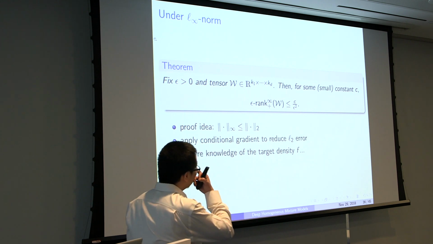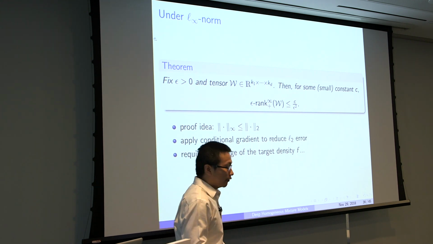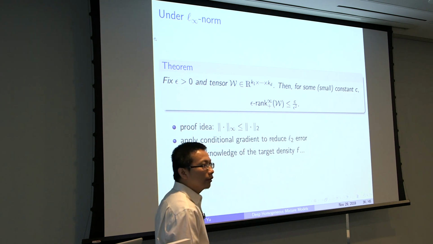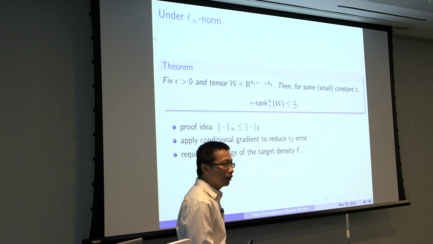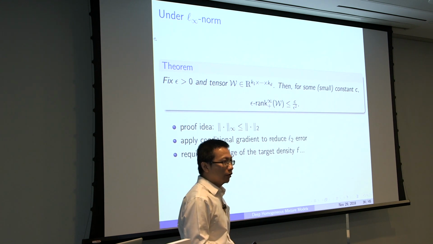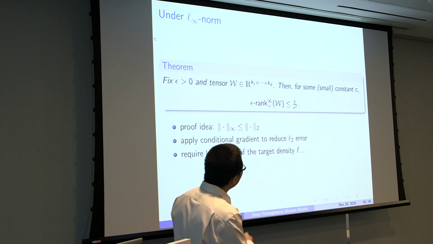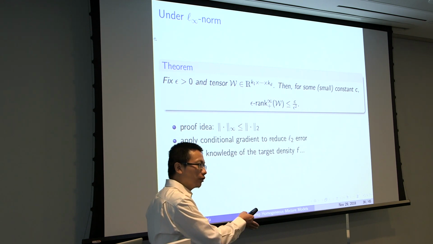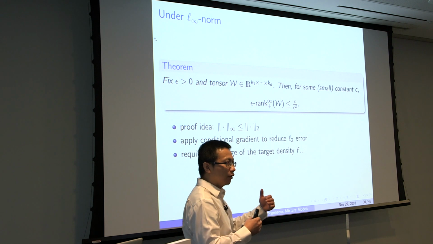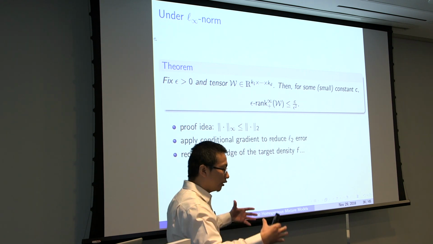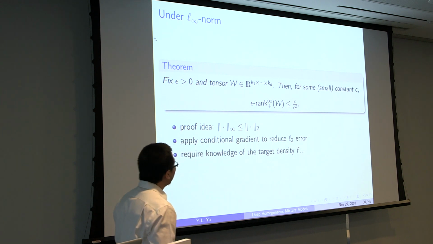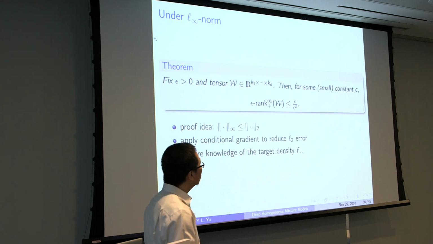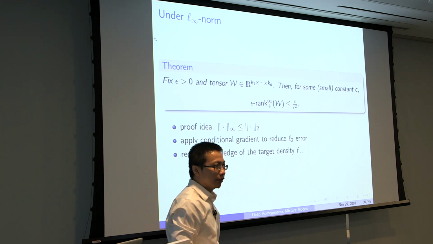And what we showed is the following. If you give me a density function, and I want to have an epsilon approximation, then the rank is actually bounded by a constant divided by epsilon squared. Okay, and there's no dependence on the dimension at all. So in other words, if you give me a density, a tensor W, all I need is a network of size 1 divided by epsilon squared to represent this. And the proof idea is basically to apply the so-called conditional gradient algorithm to approximate the density W.